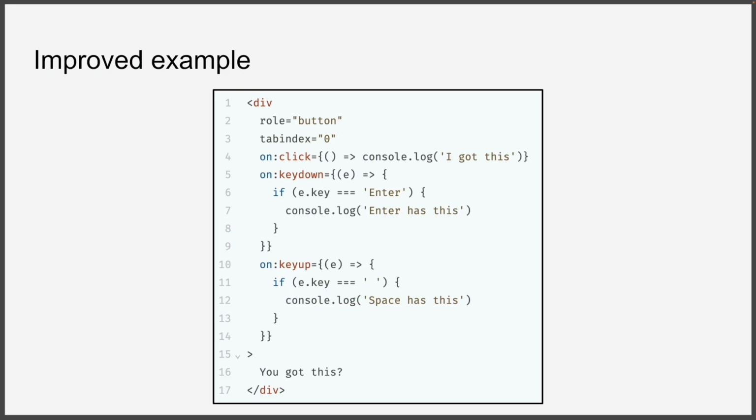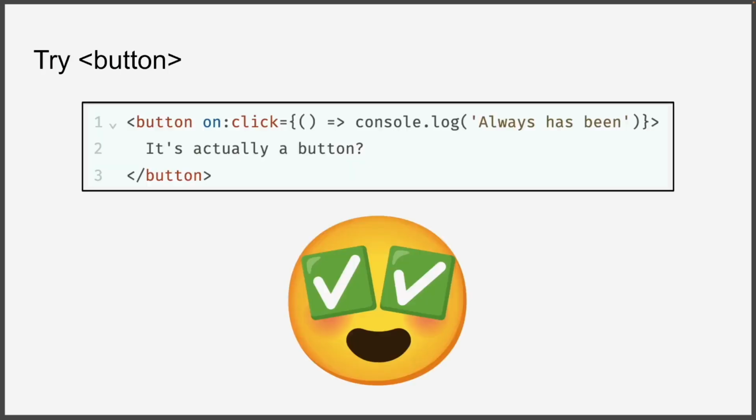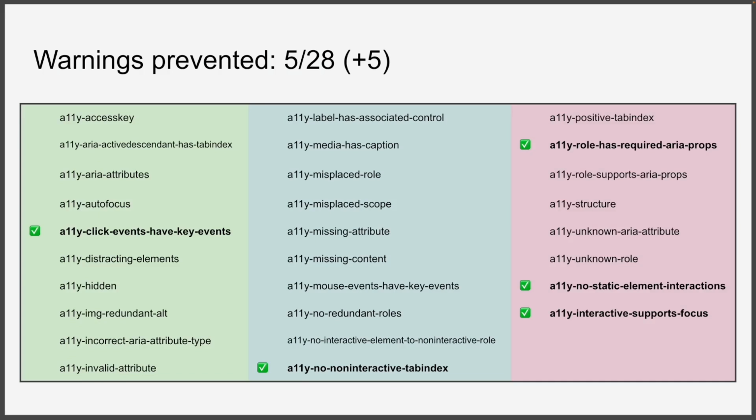Wait, a button? Oh, yes, we can just use button. Okay, forget that div. So with a regular button, you have all of that functionality built in. It listens to the enter key, it listens to the spacebar key. It knows it's a button. Screen readers will announce it's a button because a button is a button is a button and always has been. Lovely. And with that, we've prevented 5 out of the 28 warnings provided by Svelte. Click events have key events, no non-interactive tabindex, role has required ARIA props, etc. So yeah, you could write a really large div and avoid these warnings, or you can use a button.